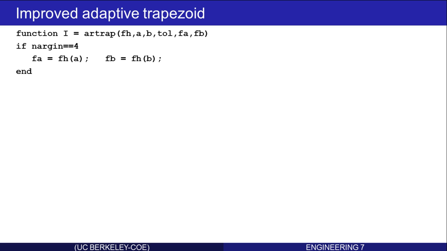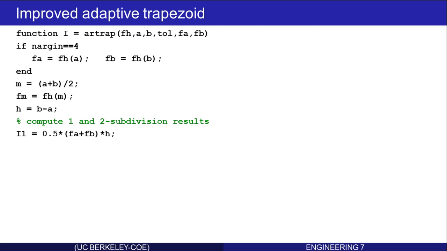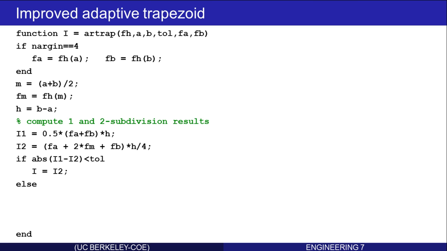Notice if nargin is equal to 6, this will not happen, and it's assumed that fa and fb are being passed in. The function value at a and the function value at b are somehow known and have been passed in. Next, the midpoint is calculated, and the function is evaluated at the midpoint. And the 1 and 2 subdivision integrals are computed, I1 and I2. The tolerance is checked. If it passes, we're done. If not, the recursive call occurs.